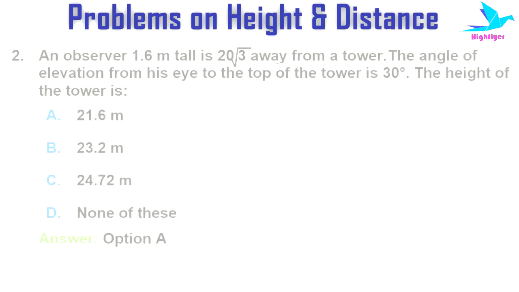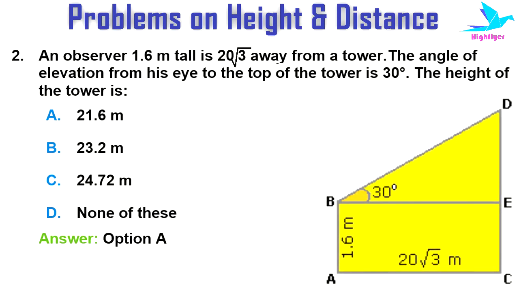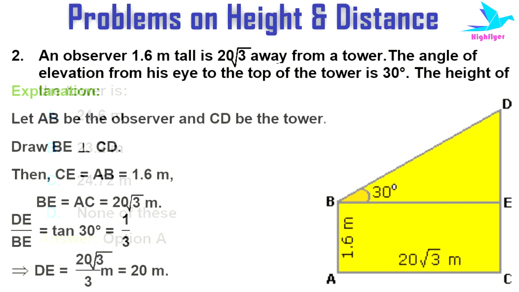Next question. An observer 1.6 meter tall is 20 root 3 meters away from a tower. The angle of elevation from his eye to the top of the tower is 30 degree. The height of the tower is option A 21.6 meters, option B 23.2 meters, option C 24.72 meters or option D none of these. The right answer is option A 21.6 meters. Let's see the explanation and understand how.